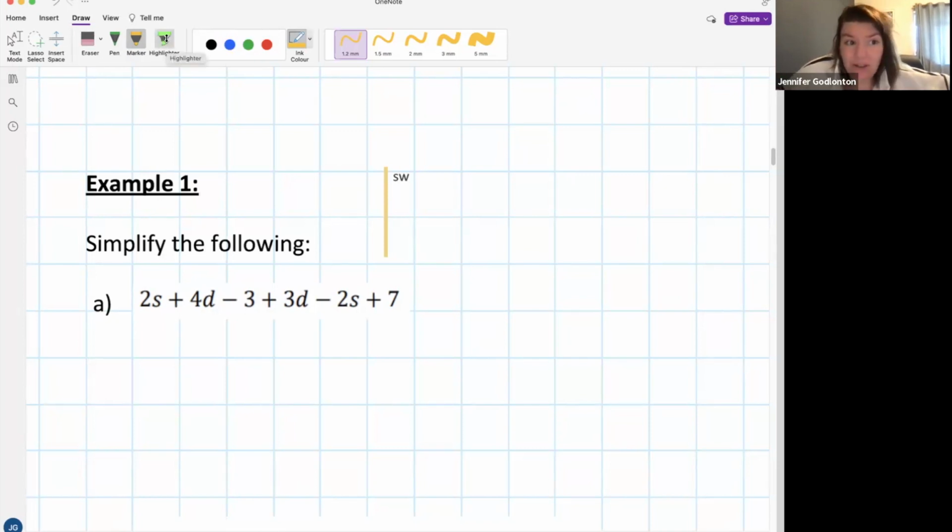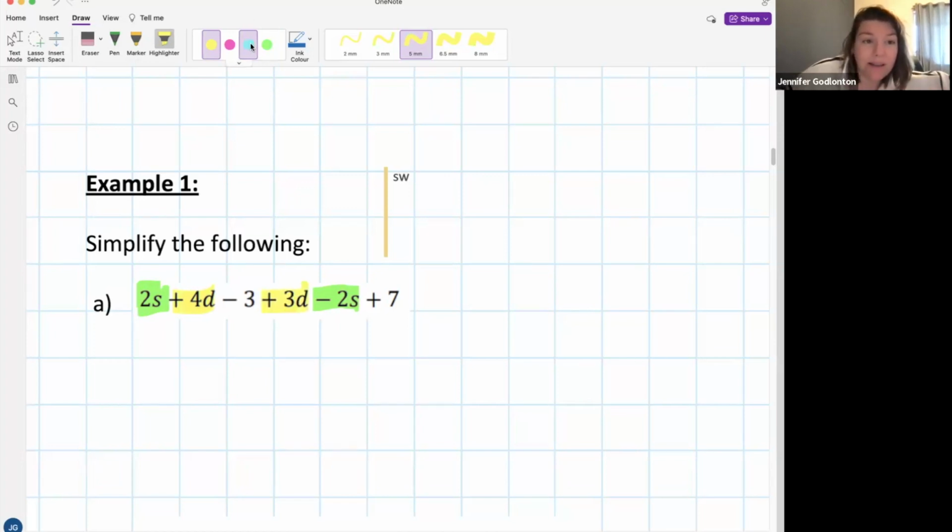My favorite thing to do in algebra is highlight. I like to make things look beautiful, so there are colors everywhere when I'm doing algebra. You don't have to do that, but it sometimes helps. The thing that I like to do is find all of my terms that are the same and give them the same color. So we've got 2s over there, negative 2s over there. Then we've got this plus 4d over here and this plus 3d, and you want to take the sign that's in front of it with it. And then we have these constants of negative 3 and plus 7.